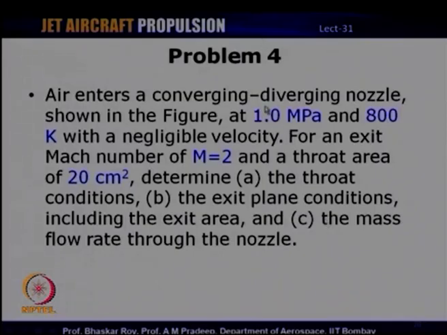So, in this problem we have a converging diverging nozzle, and the inlet conditions are given, the stagnation pressure and temperature. We can assume the pressure and temperature to be stagnation, because it is mentioned that the velocity is negligible. It is also given that the throat area is 20 centimeter square, and if the exit Mach number has to be 2, then we are required to find out different conditions at the throat, at the exit, like the exit area, etc. So, we will first take a look at the problem statement itself in terms of an illustration, and then we will see how we can solve this problem based on what we have discussed in the last few lectures.